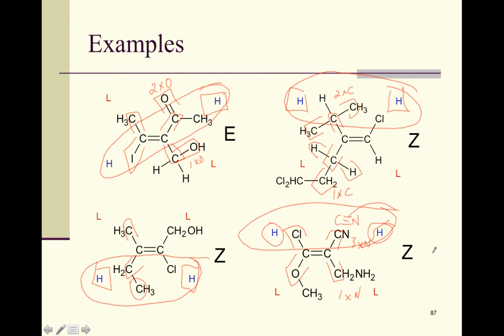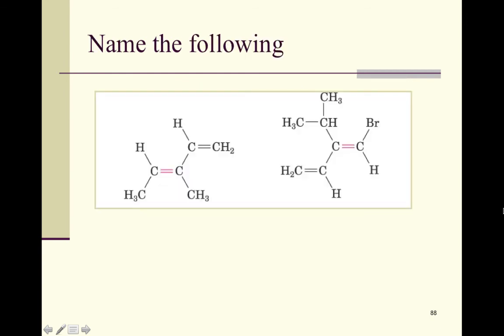How'd you do? So for this one, I want you to go ahead and name the following. I'm going to let you know they're both going to have E and Z or E or Z in front of the name. Go ahead and name them as though E and Z doesn't exist. And the last step, find the E or Z, put it in parentheses in the front of the whole thing.